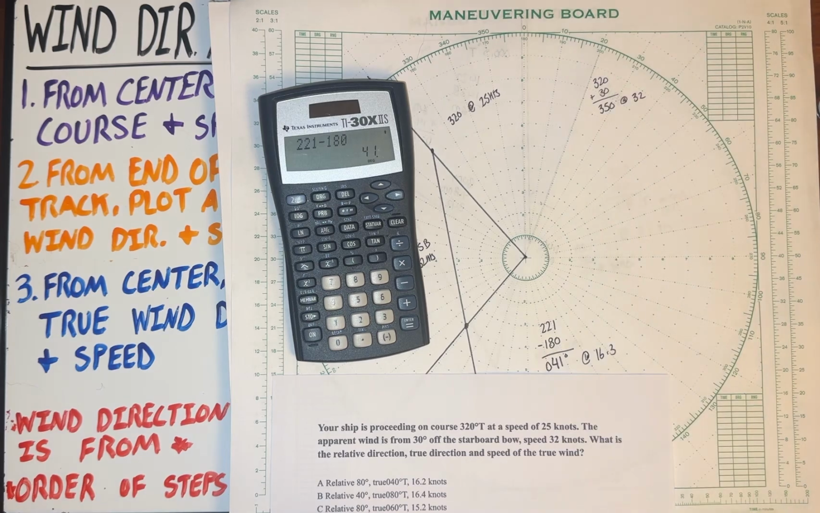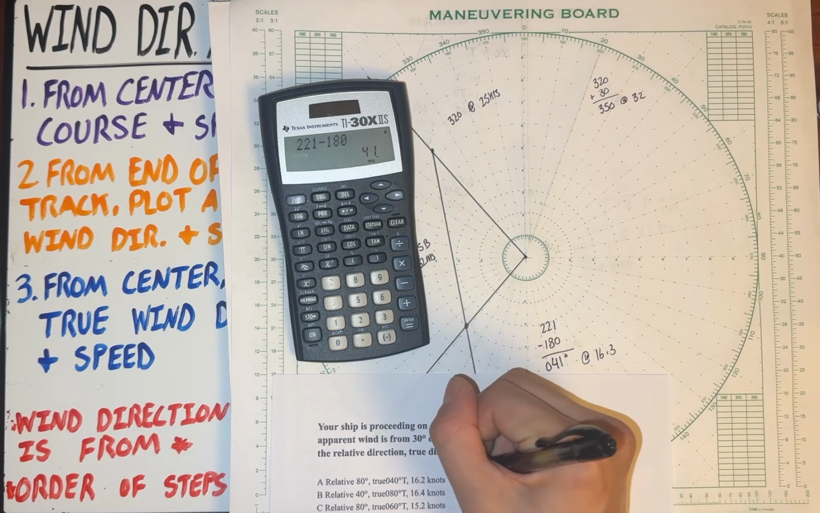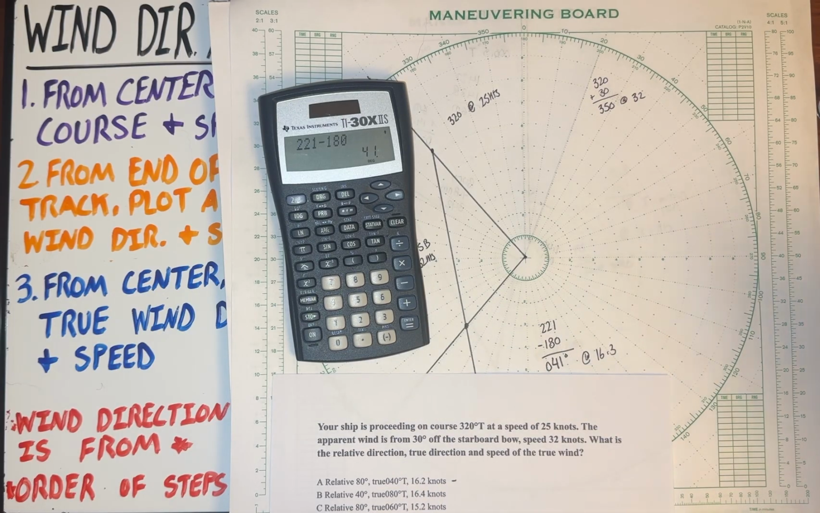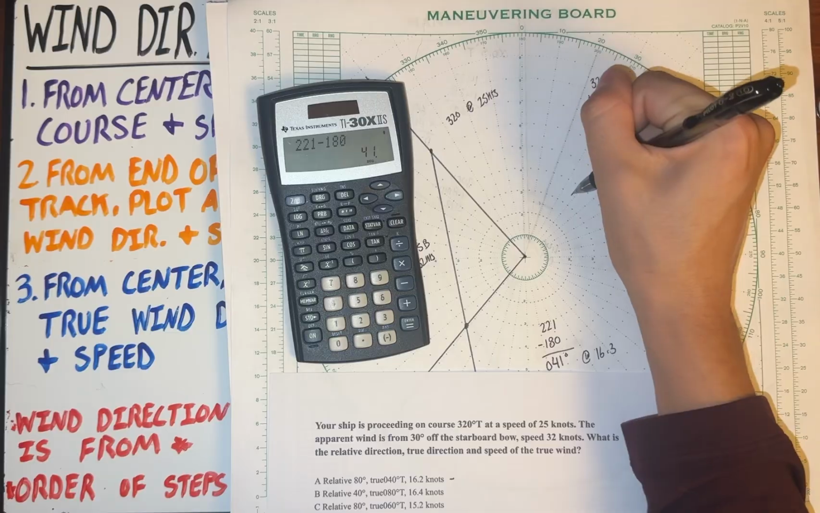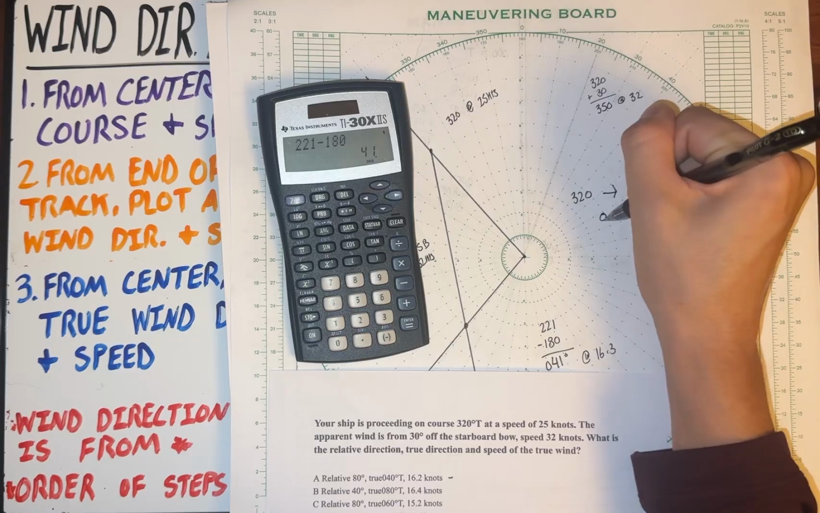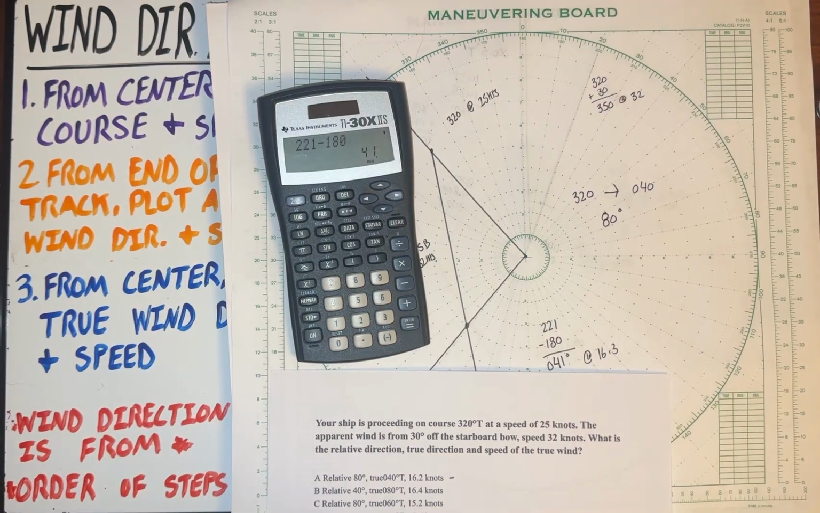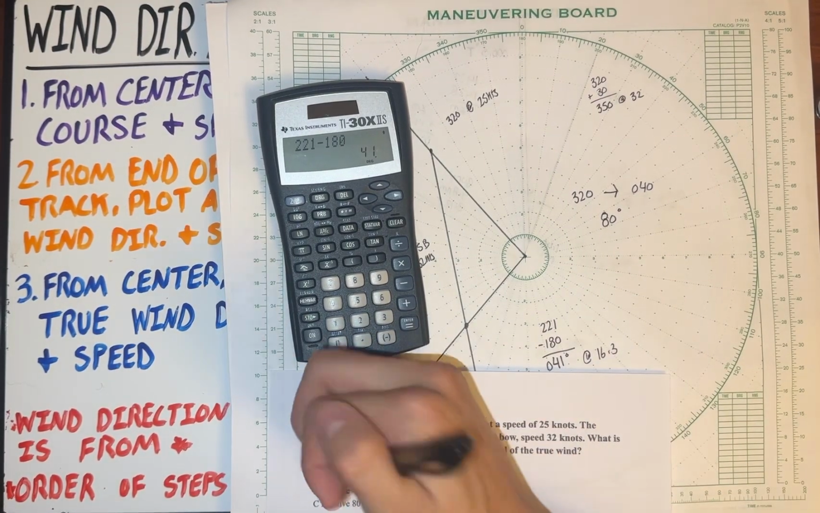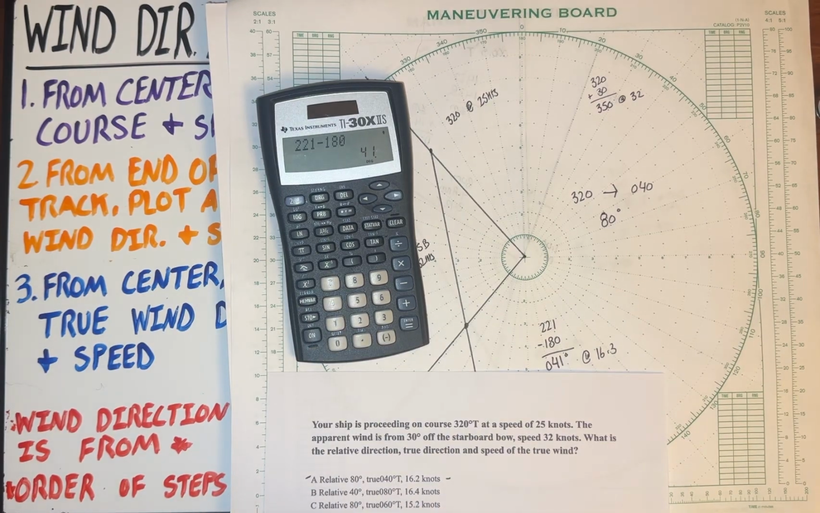We can look at our answer choices. We have two answer choices with the true wind coming from 040. One of them speed is 18.6, one is 16.2. So we can go ahead and be pretty sure our answer choice is A, but to triple confirm, we will find the relative. And the relative wind is relative to our course. 320 to 040 is 80 degrees. So from our course, it's 80 degrees relative. That again associates with answer choice A. So that's how to do a wind direction and speed plot on a maneuvering board.